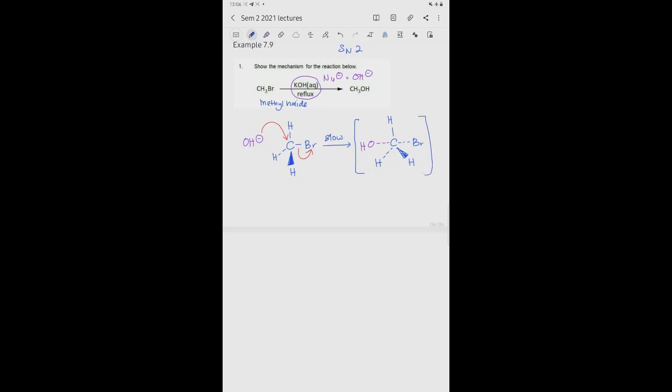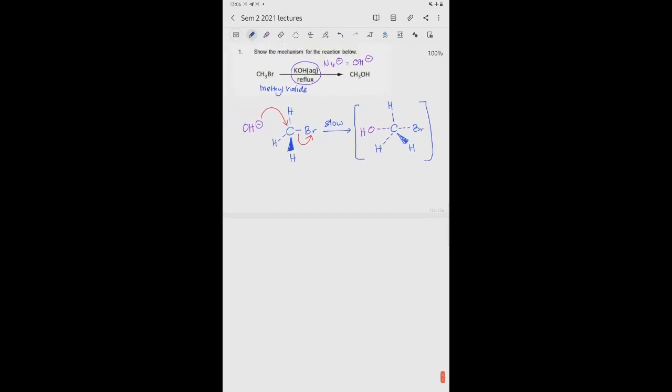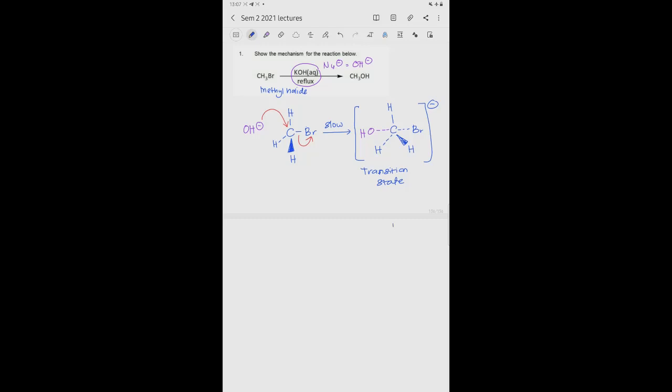And when you draw the transition state, make sure you put the negative charge, because C now has more than 4 bonds. And label it transition state. This transition state is temporary because we will get a new product when the Br leaves the transition state.